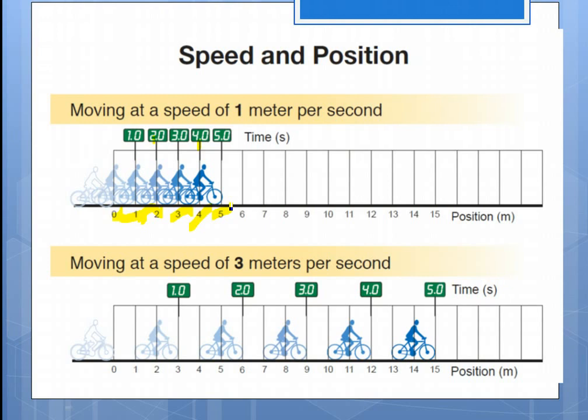And then down here, we're moving at a speed of 3 meters per second. So what does that mean? Well, that means we're starting at the same spot, but in the same amount of time, it's only been 1 second. We're already at the 3 meter mark. At 2 seconds, we're at the 6 meter mark. At 3 seconds, we're at the 9 meter mark. At 4 seconds, we're at the 12 meter mark, and at 5 seconds, we're at the 15 meter mark.